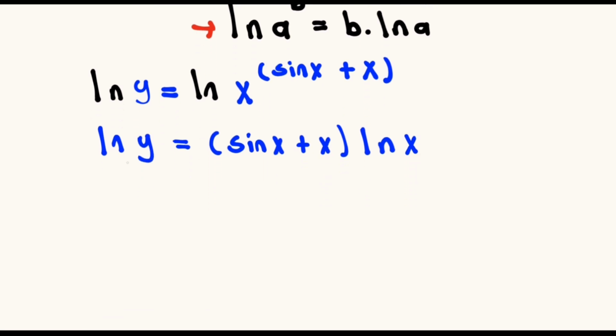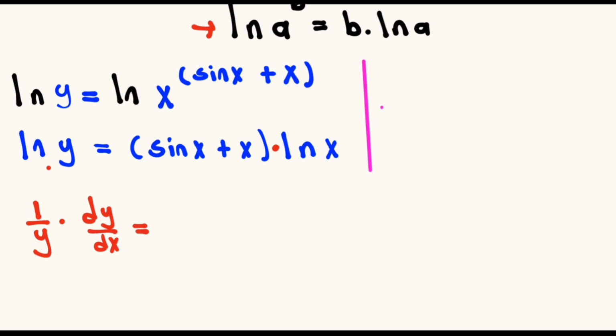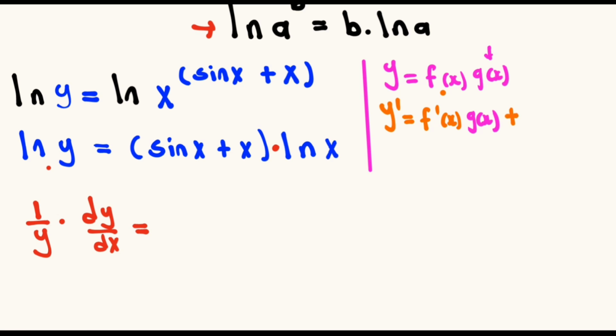From here we can differentiate, so the derivative of the ln y will be equal to 1 over y multiplied by the dy divided by the dx, and this will be equal to, so in order for us to differentiate sin x plus x times ln x, the product rule states that if you have y is equal to f of x multiplied by the g of x, the derivative of the y will be equal to the derivative of the function f of x, and this will be multiplied by the original function g of x, plus the derivative of the function g of x, which we multiply with the f of x.